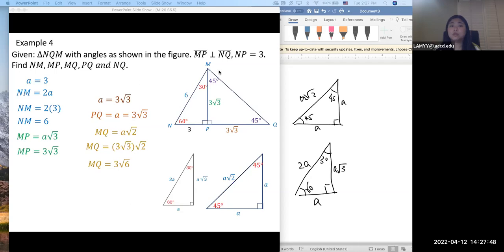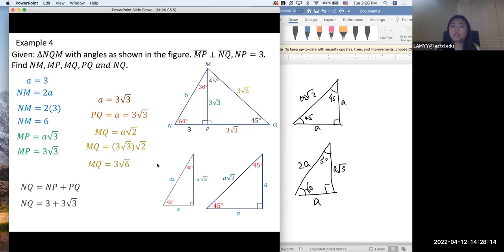Oh, you're right. Yeah, you're right. Thank you, thank you. I'm not done yet. I still have the NQ, right? NQ, that will be the sum of these two parts, right? The addition. So MP plus PQ. So we just add it up, 3 plus 3 square root 3.